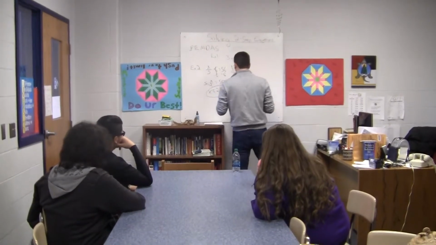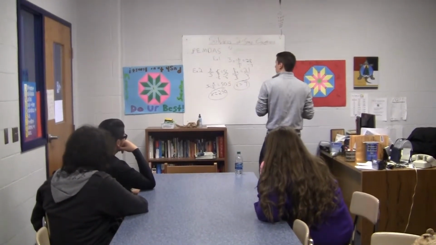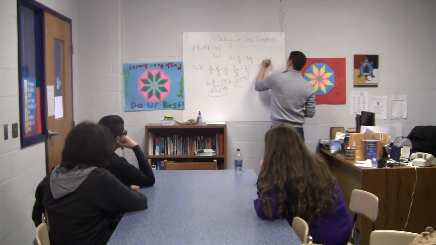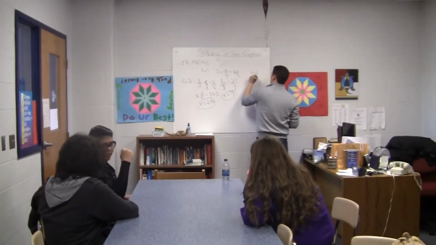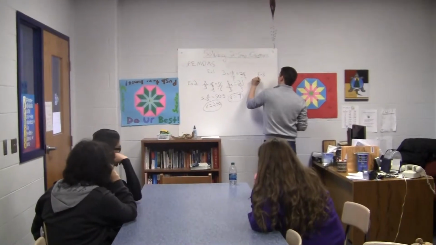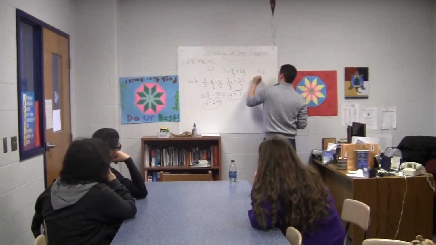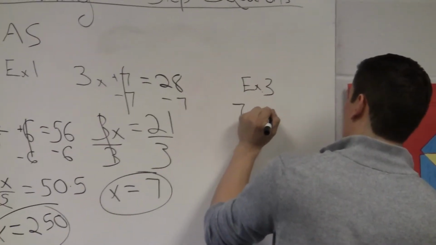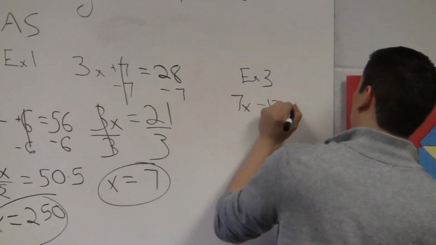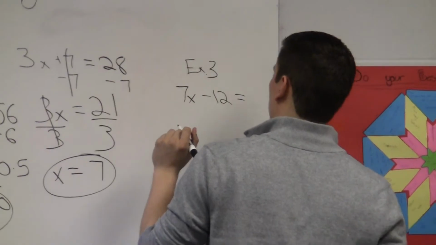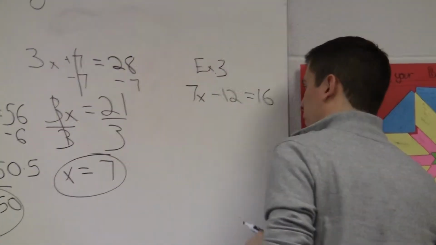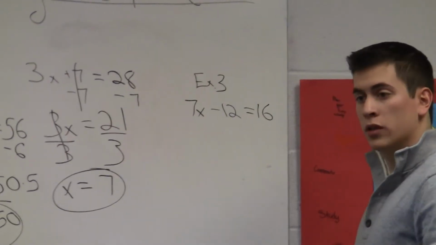So, now let's move on to something a little bit more difficult. Let's go example 3. We will do 7x minus 12 equals 16. Okay. So what's the first thing we do?